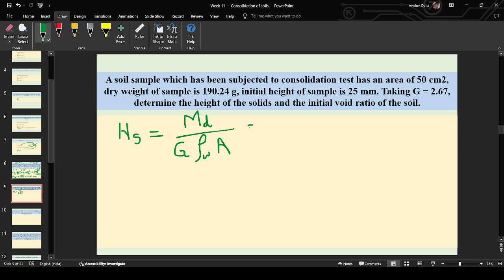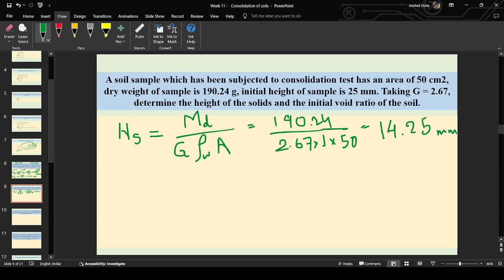Now the mass of the dry soil, we know it is 190.24, divided by G, which is 2.67, into rho w, which is 1, into area, which is 50. So Hs is 14.25 mm. Are you getting the same answer? Same answer, 14.25 mm. Okay.